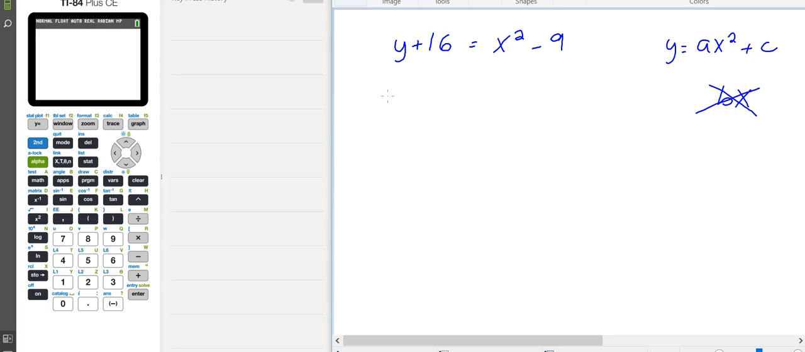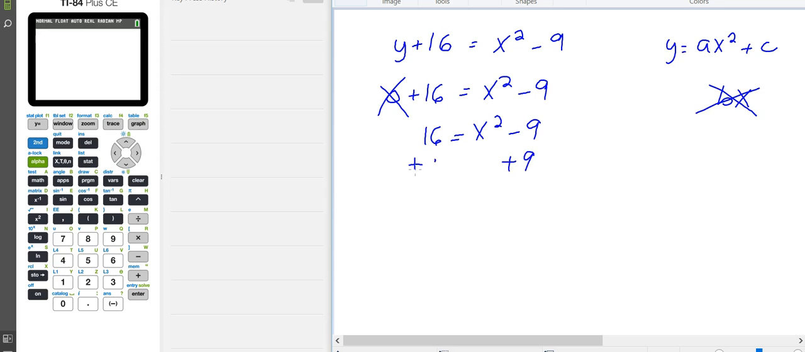Whenever we have an equation, any equation, to find the x-intercept, to find the roots, to find the zeros, we want to set y equal to 0. So 0 plus 16 is equal to x squared minus 9. Now we just want to rearrange this for x. So the 0 just falls out. 16 is equal to x squared minus 9. Plus 9 to both sides, plus 9 and minus 9 cancel out. 16 plus 9 is 25.